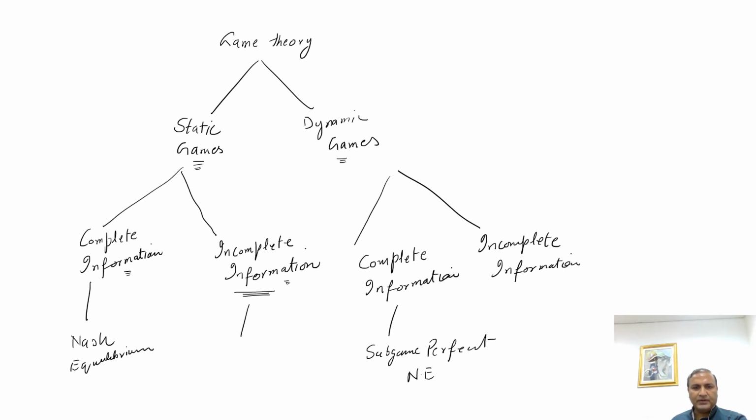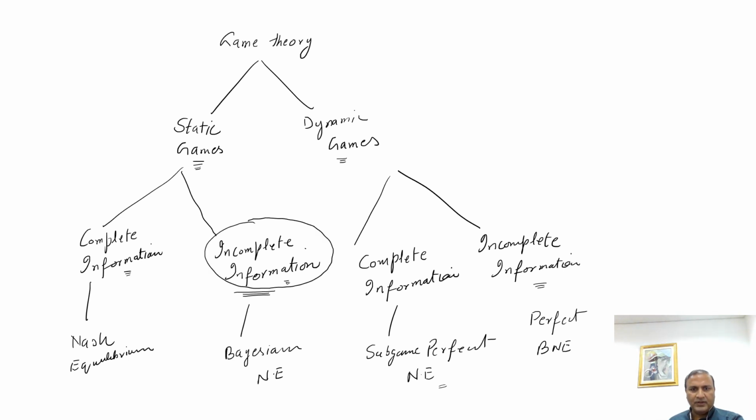In this type of games, we need another equilibrium concept, because Nash equilibrium and subgame perfect Nash equilibrium will not work, so we have to come up with a new concept which is called Bayesian Nash equilibrium. And our final topic in this course will be dynamic games with incomplete information. In that game we will have another equilibrium concept, because these three will not work there, so we call it perfect Bayesian Nash equilibrium. Okay, so this is the structure of game theory, and now we are going to talk about the static game with incomplete information.